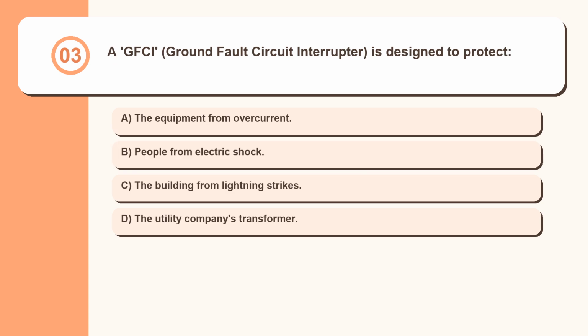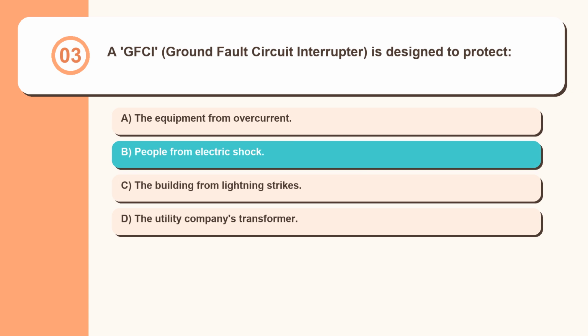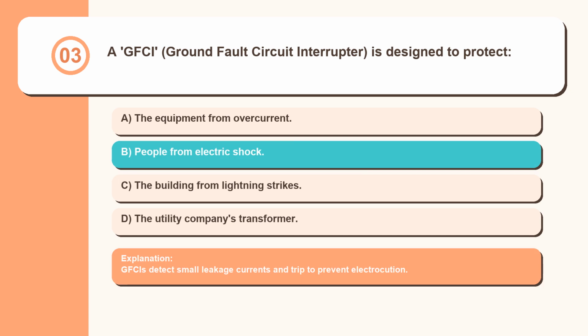Question 3. A GFCI, ground fault circuit interrupter, is designed to protect the equipment from overcurrent, people from electric shock, the building from lightning strikes, the utility company's transformer. GFCIs detect small leakage currents and trip to prevent electrocution.